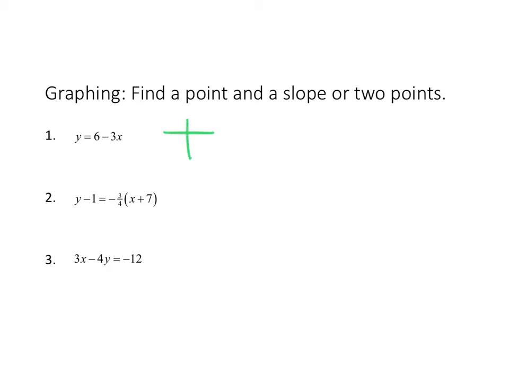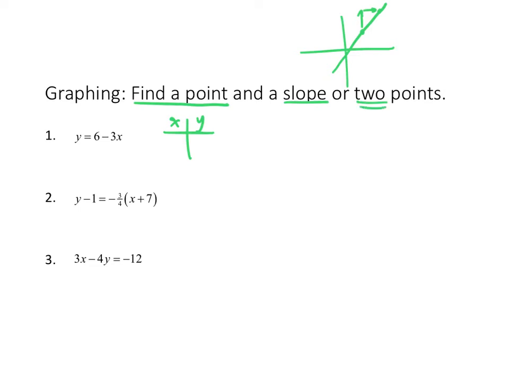If I know a point and I know a slope, I know its rise and run, I could find the next point. Connect the dots, we got ourselves a line. So if we just find 1 point or maybe 2 points, we're good.